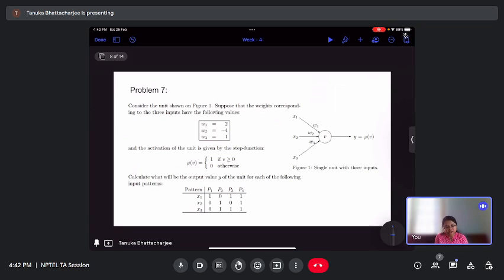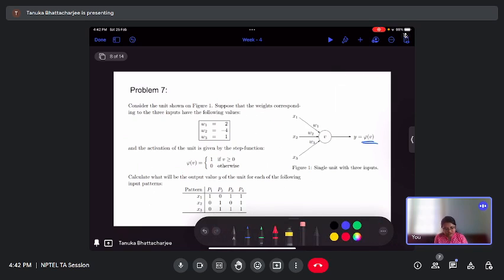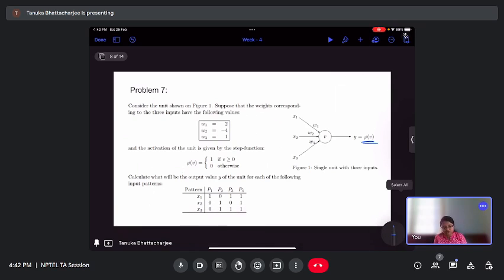So, here we are given a single neuron that has x1, x2, x3, 3 inputs and 3 weights, and your y is some phi function, which is a nonlinear function on top of this weighted combination v. Here your phi function is given like this: when v is greater than or equal to 0, you have your phi value as 1, otherwise it is 0. So, let us go through the problem once.